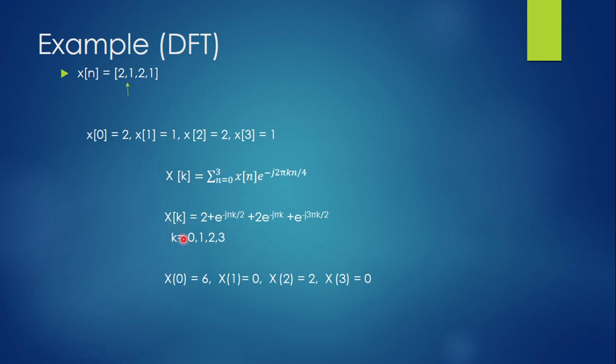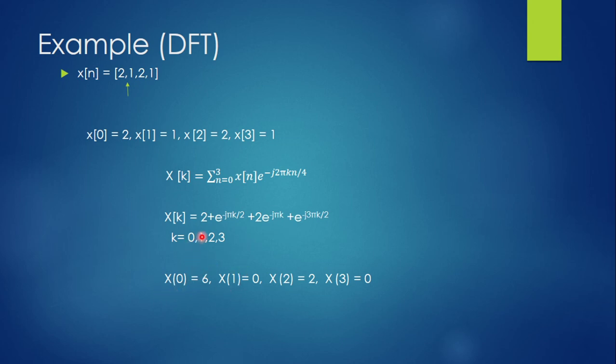Xk for k is equal to 0, k is equal to 1, k is equal to 2 and k is equal to 3. You put k is equal to 0, put 0 all over here. This is 1, this will be 1, this will be 1. e raised to power 0 is 1. So what you get is 2 plus 1 plus 2 plus 1. That is your 6. x0 is 6.